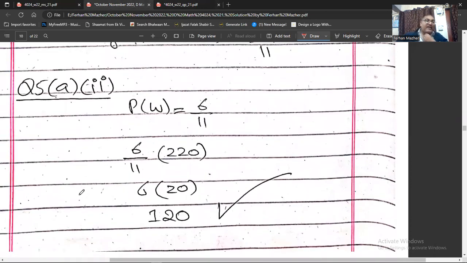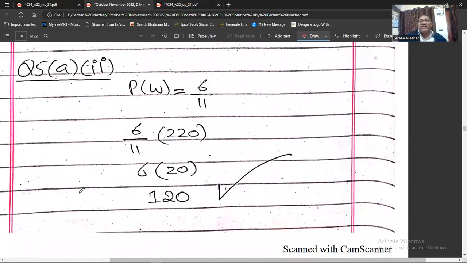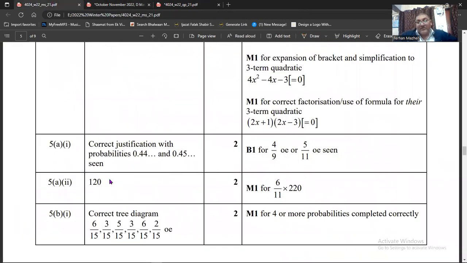So probability of getting a white ball is 6 by 11. So if the procedure is done 220 times, how many times will a white ball come? That will be 6 by 11 into 220. And that will be 6 into 20, and that will be 120. So getting a white ball, the chances are 120 times. 120 times the white ball will come out.